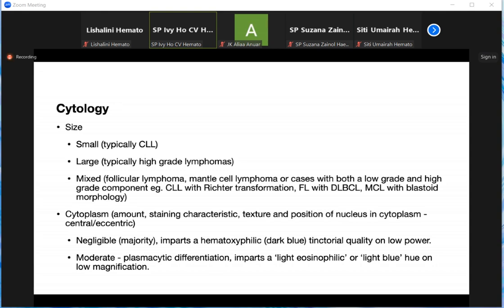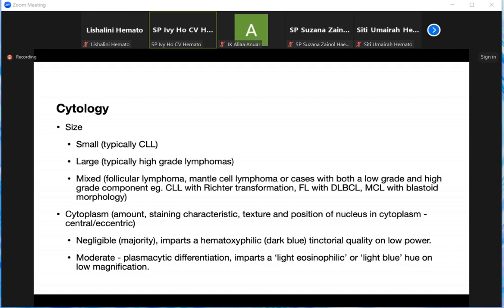And look at the cytoplasm. The amount of cytoplasm in these lymphoid cells, their staining characteristics, the texture, the position of the nucleus in the cytoplasm, whether it is in the center or eccentrically placed. In lymphoid cells, most of the time the cytoplasm is very scanty or negligible, and it gives you a bluish appearance on low power. If the amount of cytoplasm is moderate, this might be cells with plasmacytic differentiation.